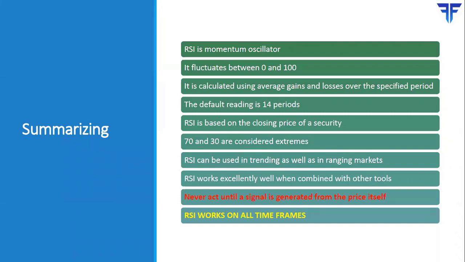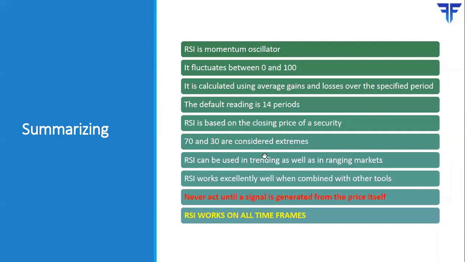Now, if you attended my previous webinar on MACD, I told you that MACD can only be used in trending market. It doesn't work well in a ranging or a sideways market. But RSI is very versatile. It works very well in sideways market as well, just as well as it works in a trending market. So it's a very versatile indicator. When you combine RSI with other tools like trend lines, channels, etc., then excellent trading signals can be generated.